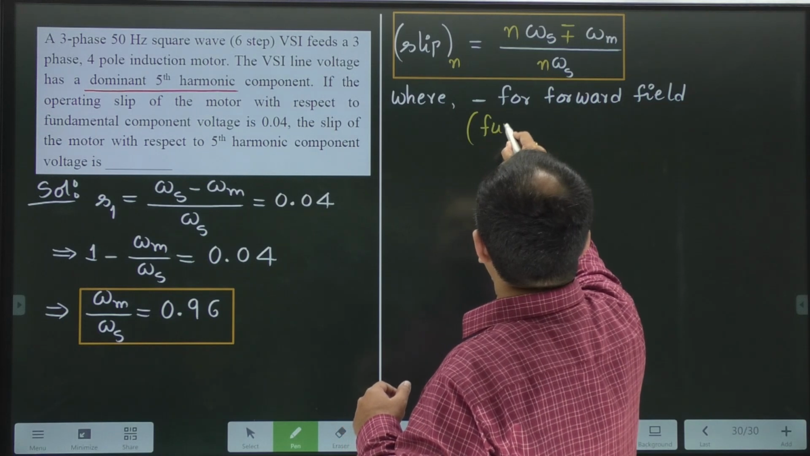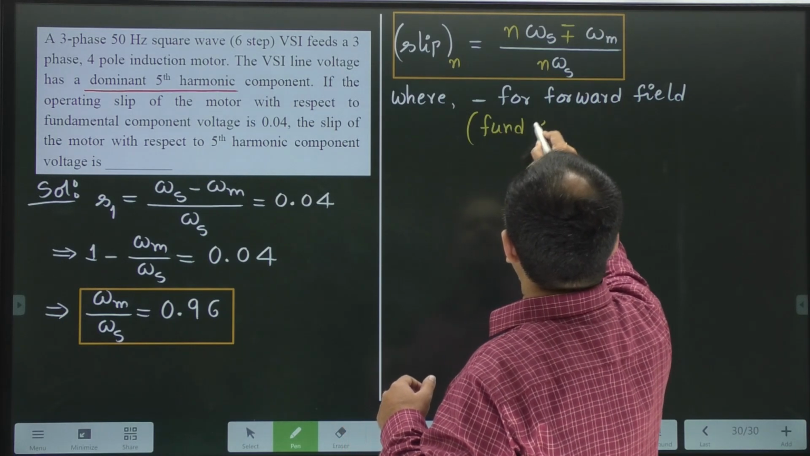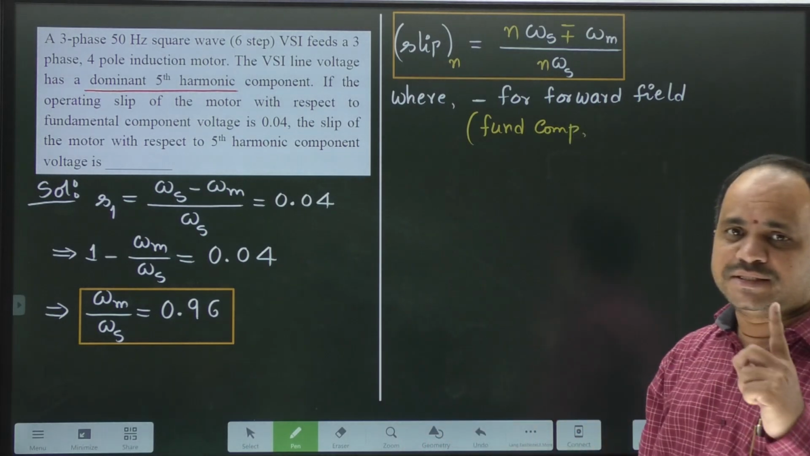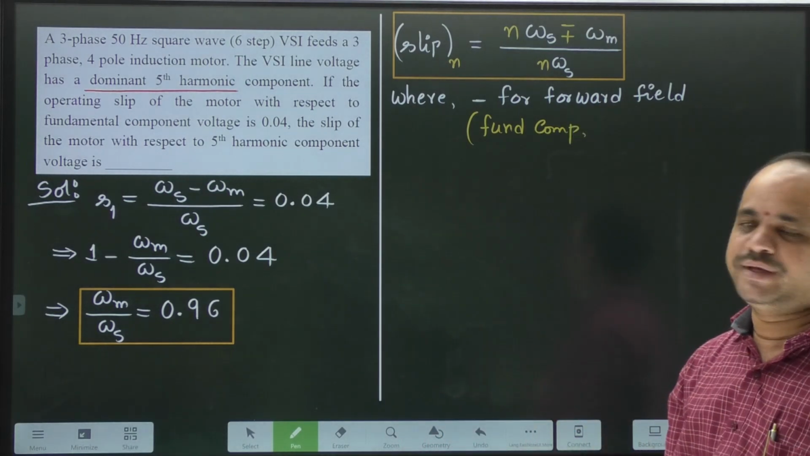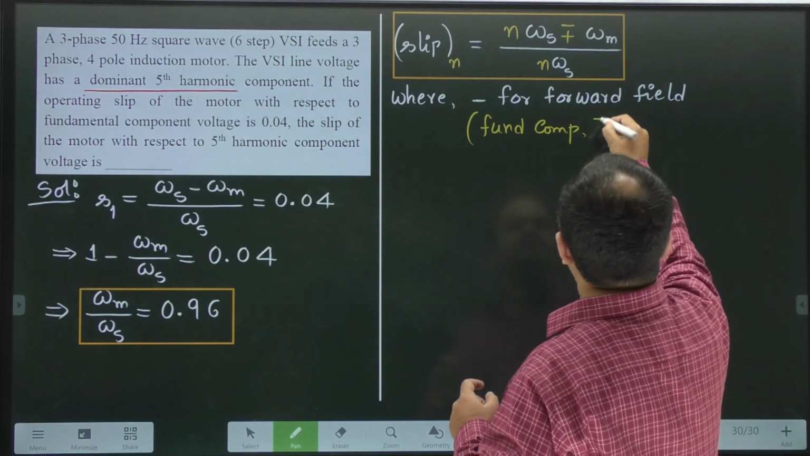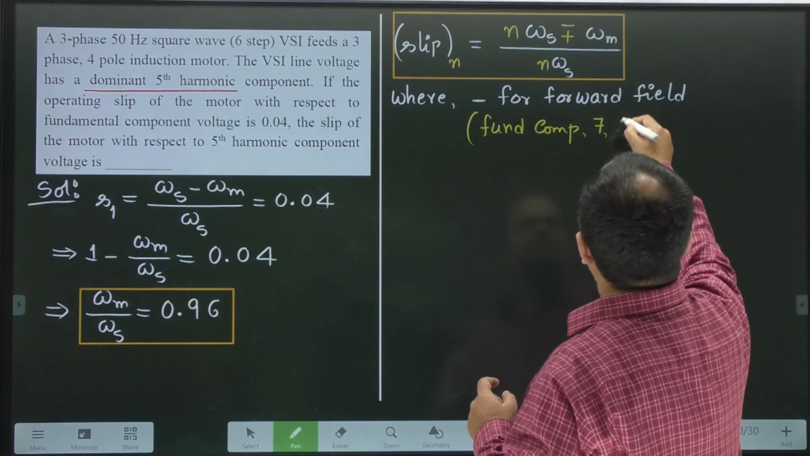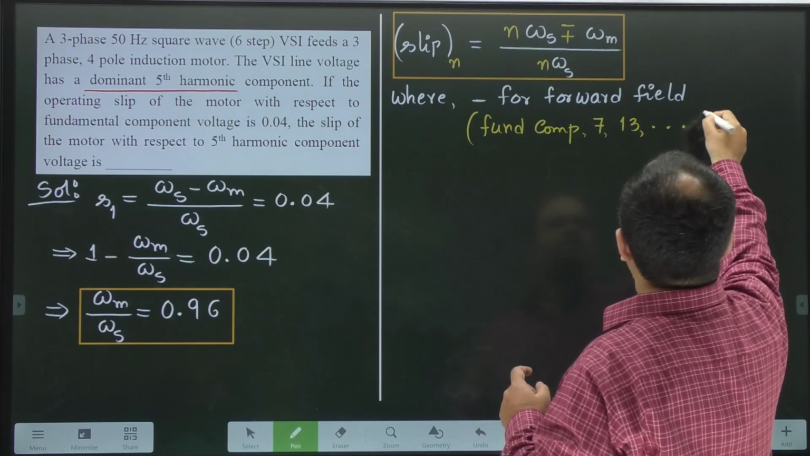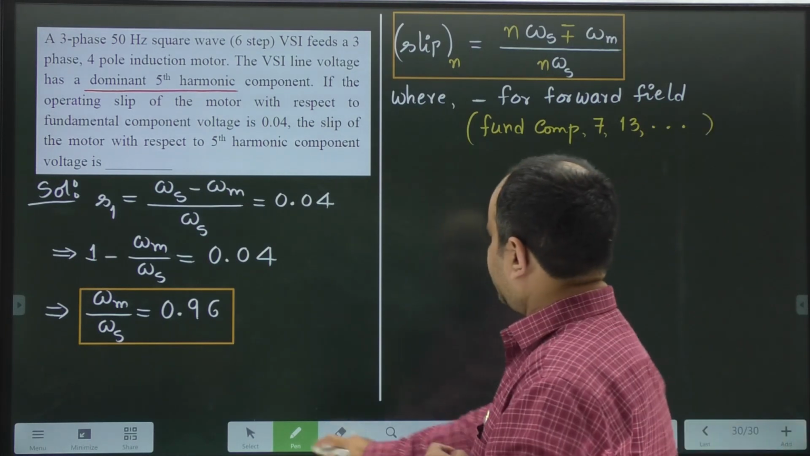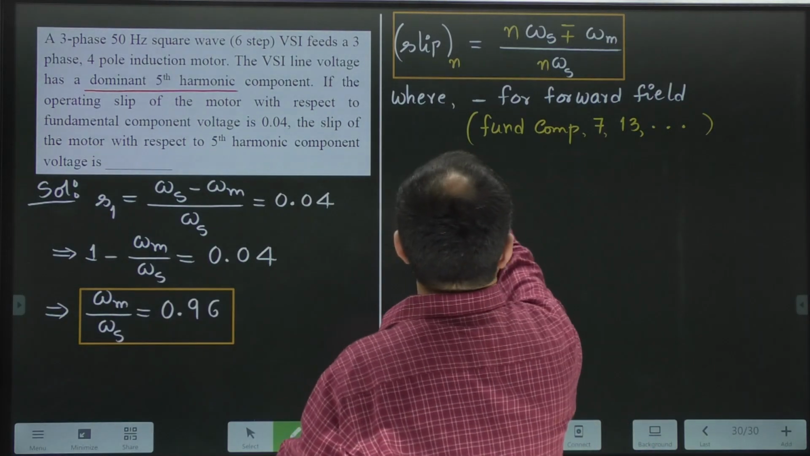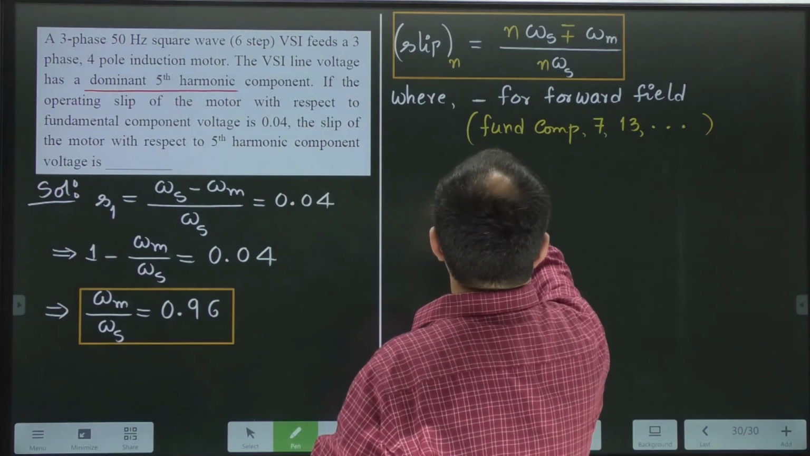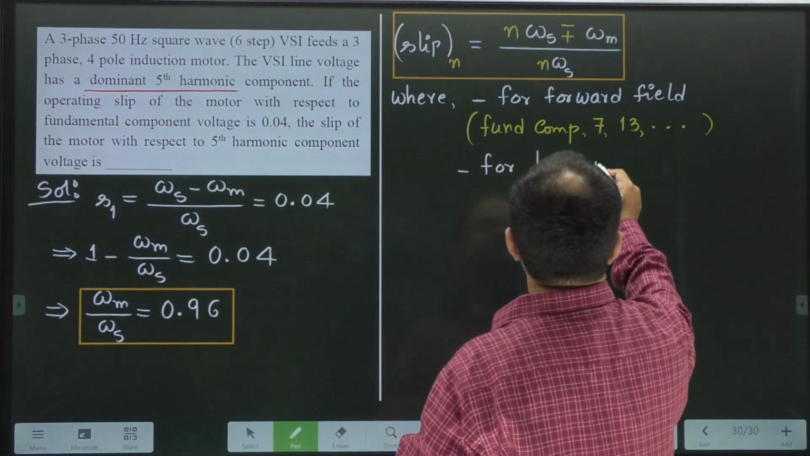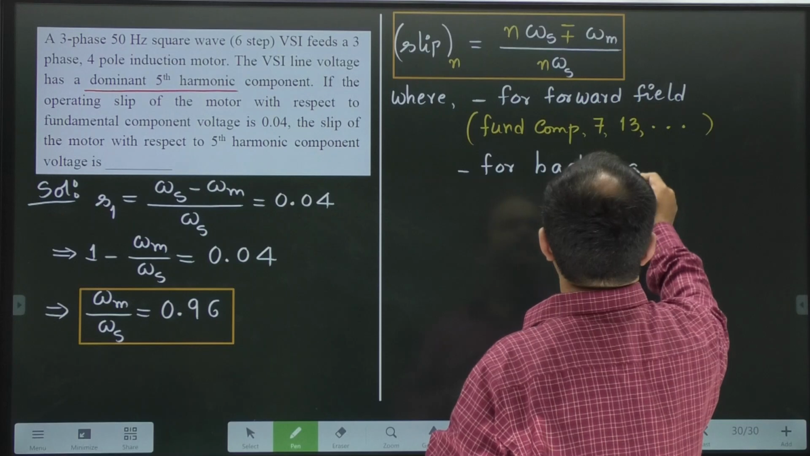So what are all the components that will produce forward field? They are the fundamental component and 6K plus 1 harmonics. Those are 7, 13 and so on. Next one, plus for backward field.